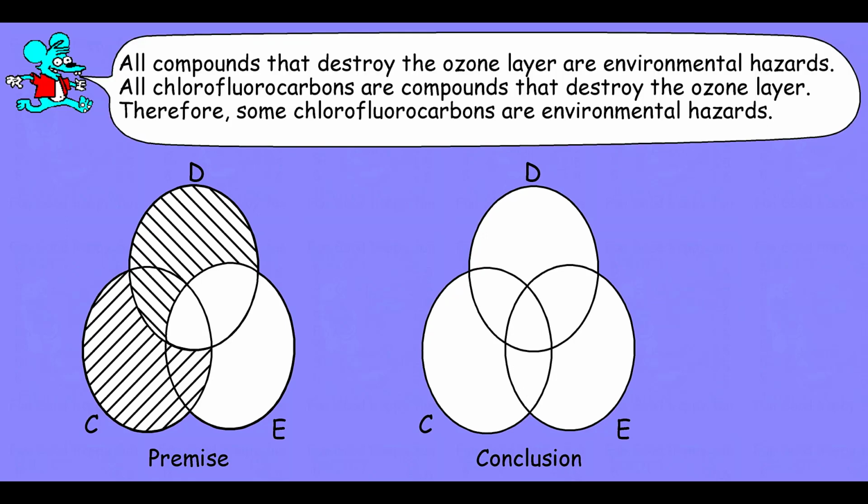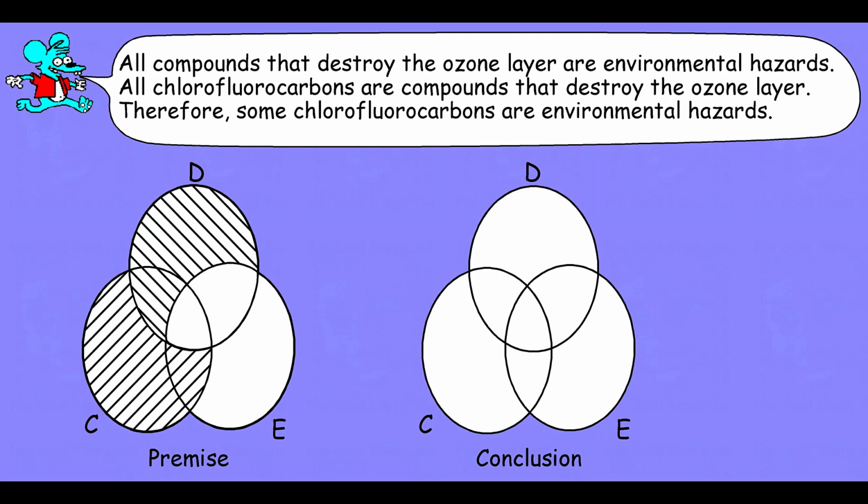Suppose that my conclusion now is some chlorofluorocarbons are environmental hazards. I fill out my premise diagram just as before. I turn to my conclusion diagram. Now my conclusion says some C are E. So I say, okay, there has to be at least one thing, call it X. It's inside my C circle. It is also inside my E circle. So it has to be in that intersection.